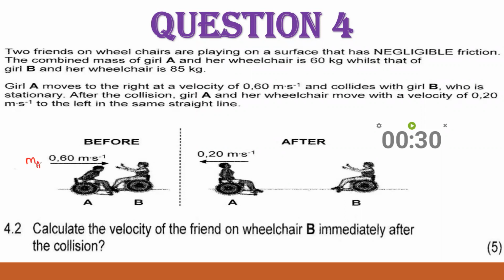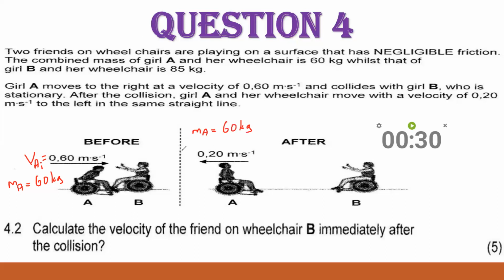Let's say MA, this is VA. Velocity is given. VA before collision, you can say VA initial, it is given. And then MA, what was it? MA is 60 kg. We know these details from the question paper, yes, it is there. But if you write them on the diagram, it's going to be perfect. It's going to be much easier for you. And then MA, we know, even after collision, is still the same, 60 kg.